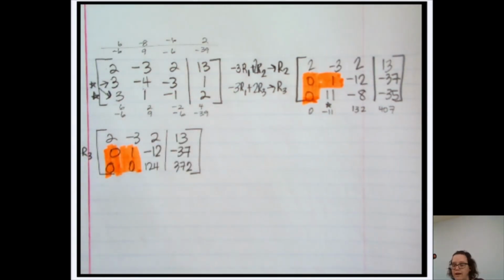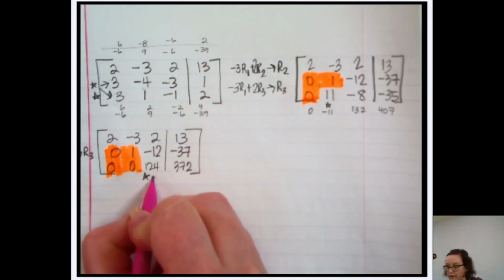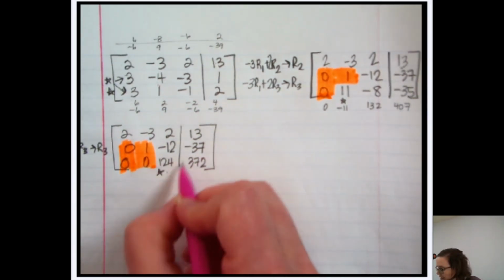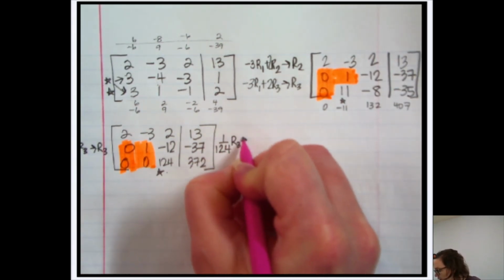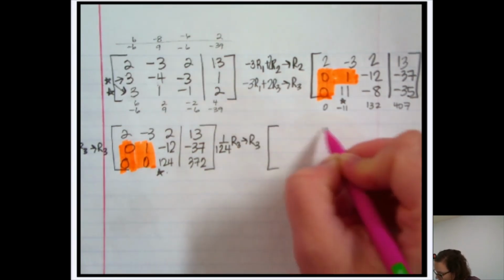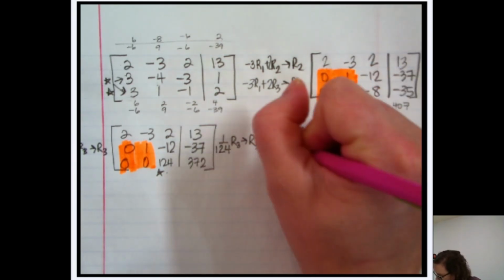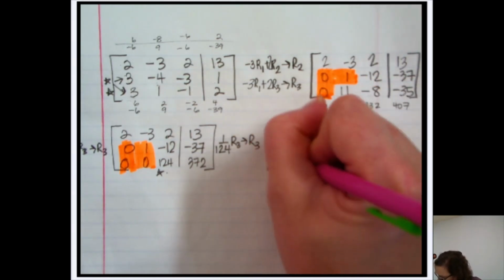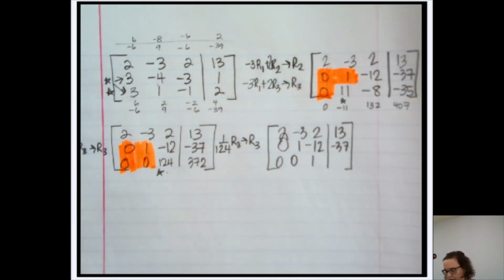Okay, so we have the zeros here and we have a 1 here. Our next goal is to get a 1 here. Okay, so how do we get 1s? We get 1s by dividing. So we need to take this row and divide it by 124, or 1/124 times row 3, and we're going to replace row 3. We do not want to replace row 1 or row 2, so go ahead and write those down. Okay, so 124 divided by 124 is 1. That's what we were looking for. And then 372 divided by 124 is 3, I believe.